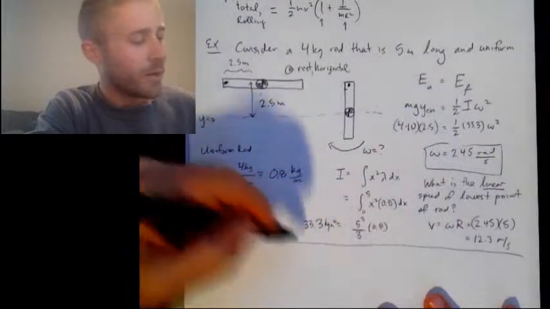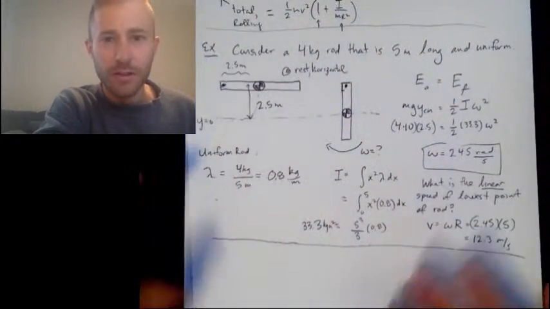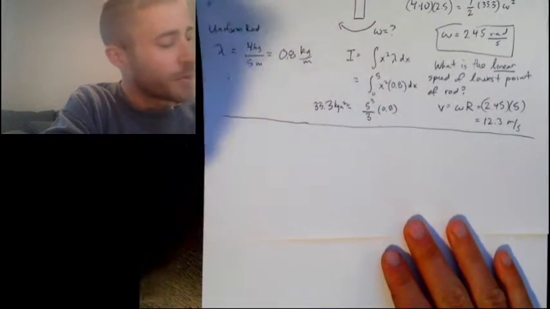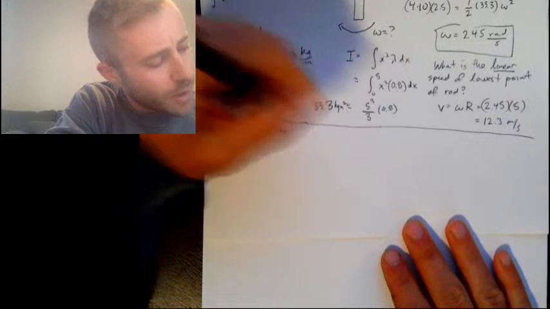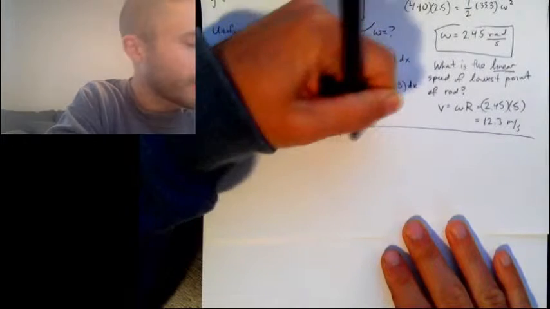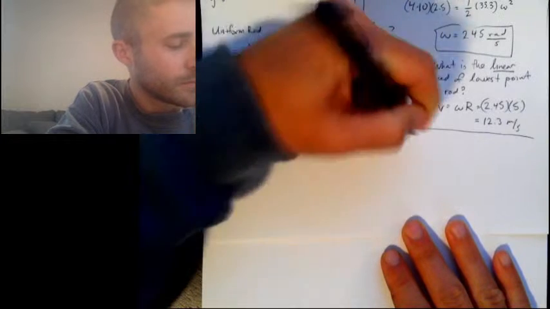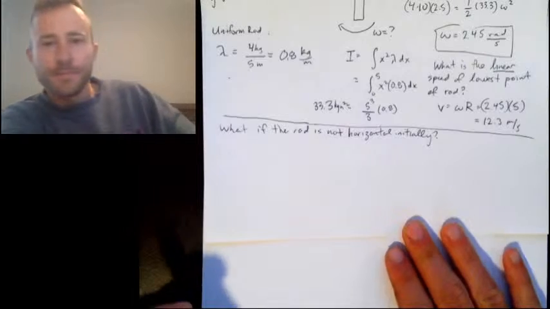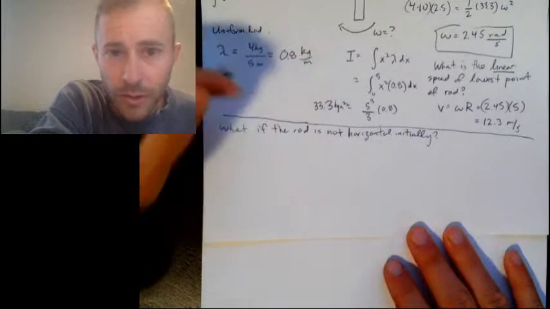Now, let me tell you about a really common thing that happens in physics. This is a nice little modification of this problem. What if the rod is not horizontal initially?